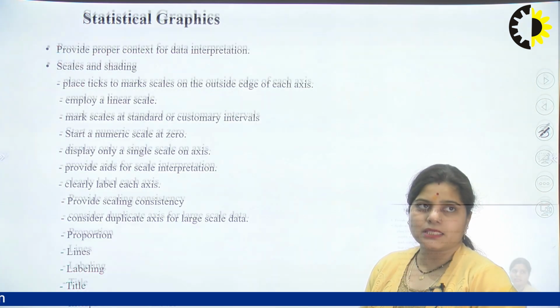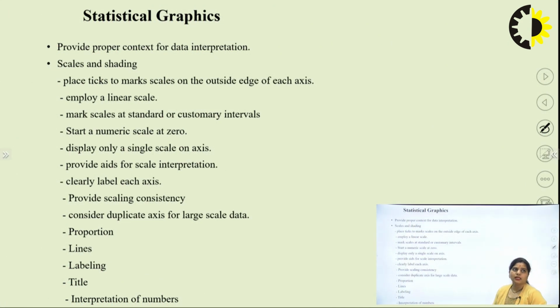Now, what are statistical graphs able to provide? Statistical graphs are able to provide the proper context for data interpretation, and also the scales or shadings which are used in statistical graphs. They can place the text that marks scales on the outside edges of each axis. They are also capable of employing a linear scale. They can mark the scales at standard or customary intervals. They also start a numeric scale at 0. They can display only a single scale on an axis.